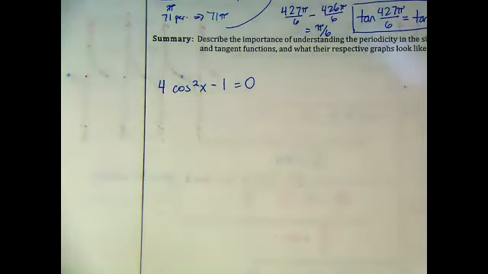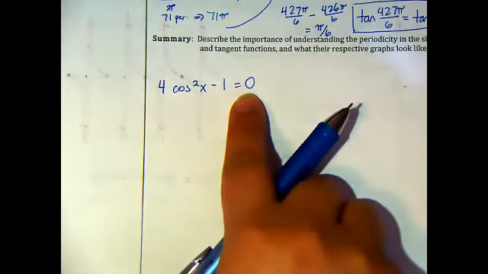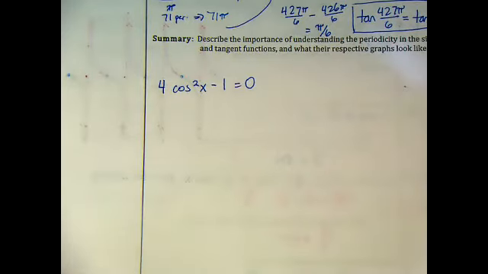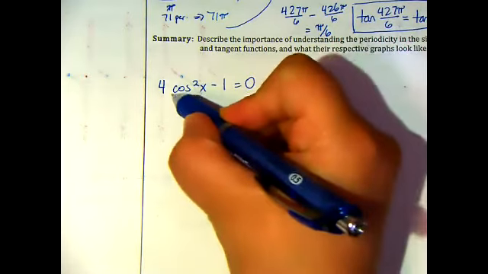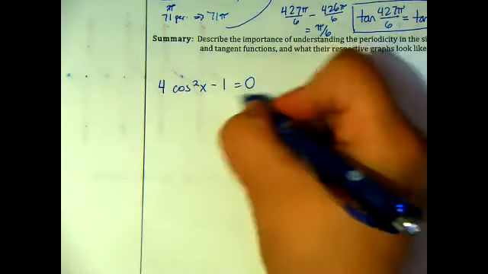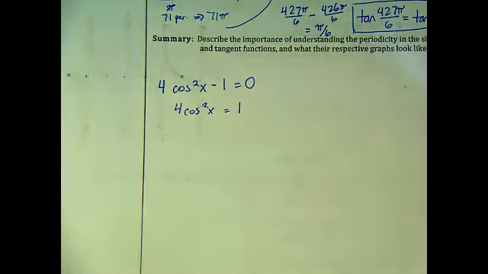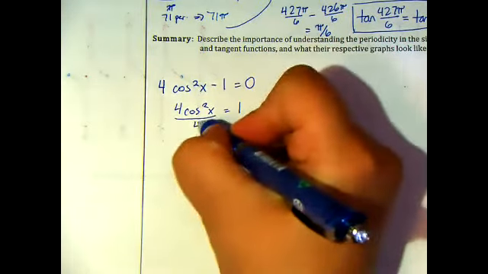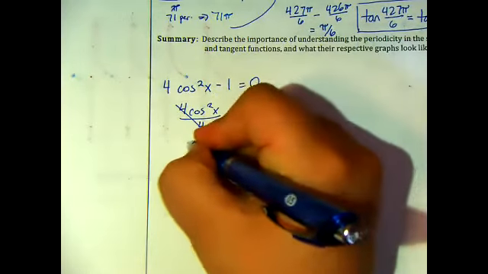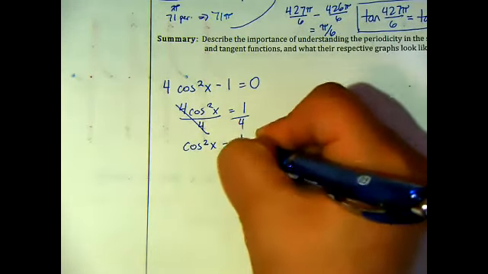4 cosine squared x minus 1 equals 0. So here, again, we're going to be solving, and we're trying to get cosine x by itself. But this is being squared, so there's definitely going to be some square rooting happening there. So we need to make sure that we are paying attention to that. First things first, we're going to get cosine squared x by itself. So we're going to add 1 to both sides, and we'll get 4 times cosine squared x is equal to positive 1. Then I'm going to divide by 4 on both sides, and I will get that cosine squared x is equal to 1/4.